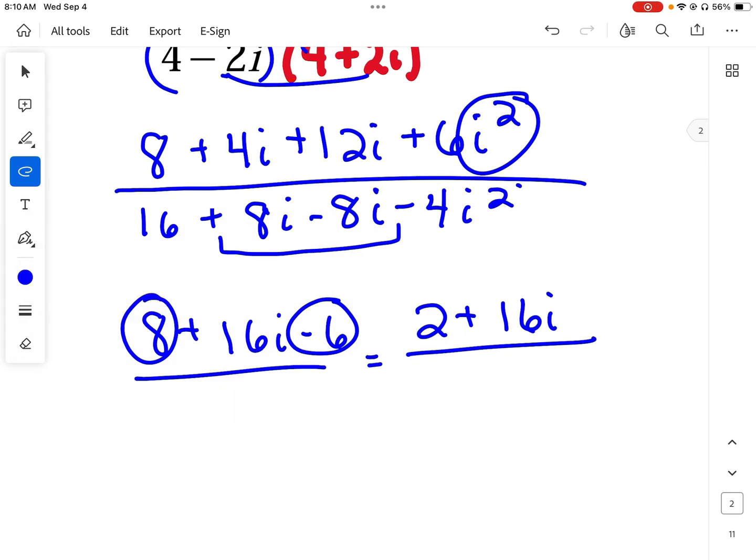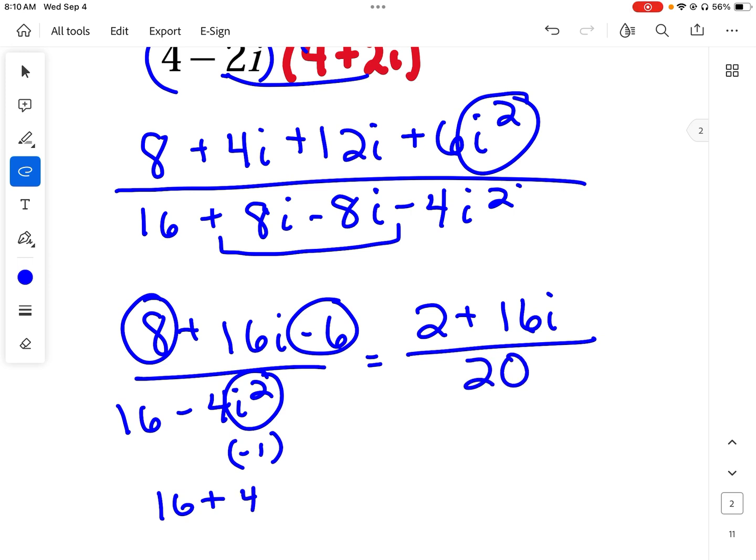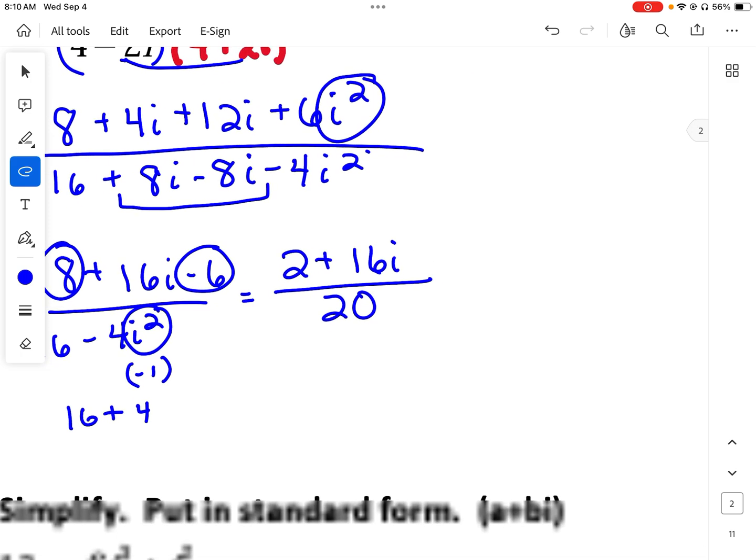And then we can do the next one. 16 minus 4i squared. So this is going to turn into -1. So it's 16 plus 4. So it's 20. All right, we're not done here.